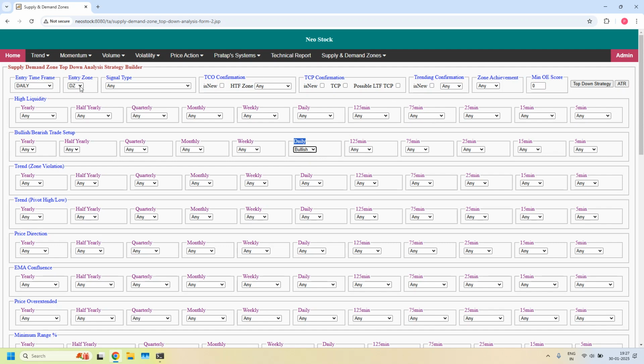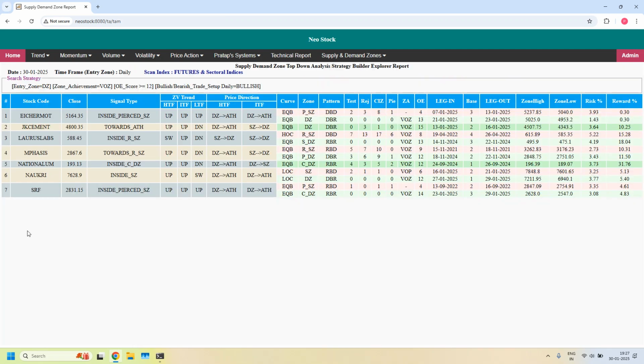Okay, for daily demand zone, we are setting 2 filters. First one is zone confluence, violated opposing zone. Second filter, minimum odd enhanced score should be 12. Both filters we are applying to daily demand zone. Let's filter the stocks. We got 7 stocks. Currently, these 7 stocks are supporting bullish trade setup for monthly income trade. Entry time frame zones are daily demand zones. We have 7 daily demand zones.